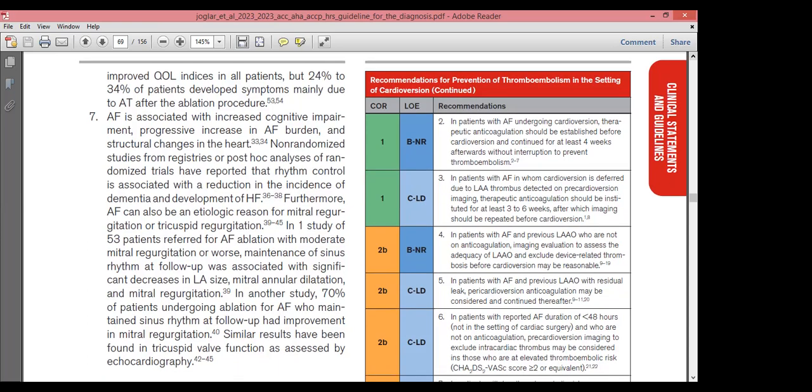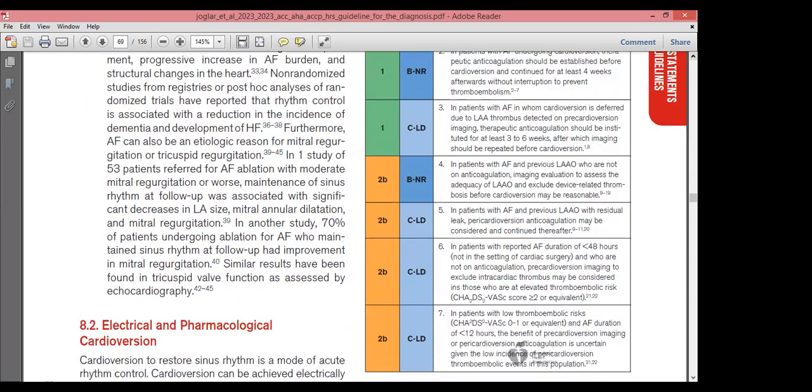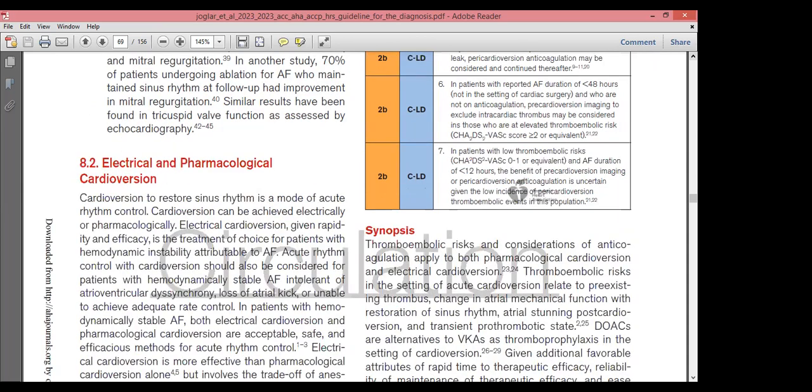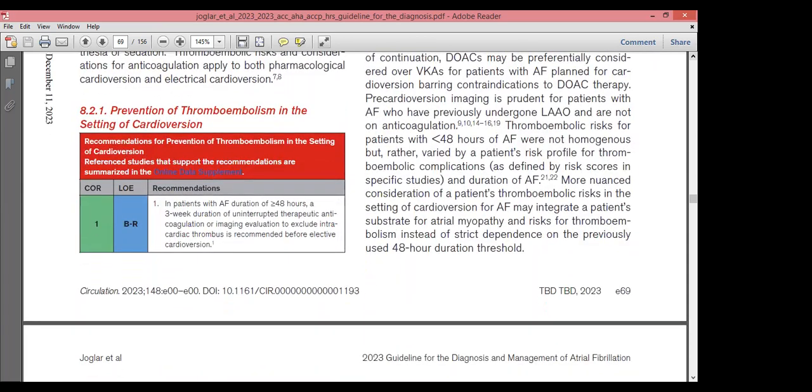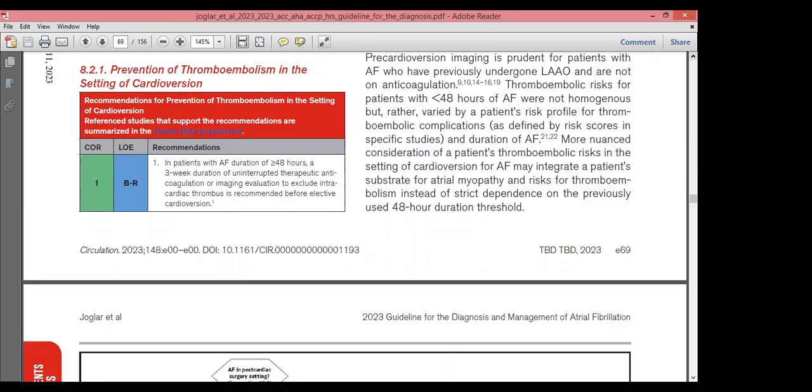So class 1 recommendation. Please let me just talk about all the class 1 recommendations so that we can leave here. Then prevention of thromboembolism in the setting of cardioversion. Another class 1 recommendation, they said in patients with AF with duration greater than 48 hours, 3-week duration of uninterrupted anticoagulation. Okay, I've said this before.